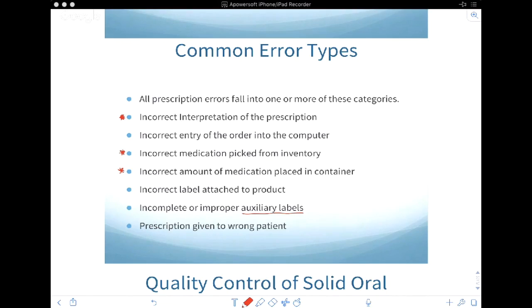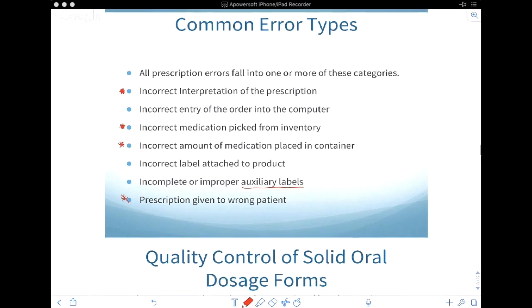So the next one is prescription given to the wrong patient. Now that's another big one, very important one, because if you give the prescription to the wrong patient, then they might be taking the wrong medication, or maybe they're not going to get their medication. So it's all very important that we make sure that the right medication goes to the right patient every time.